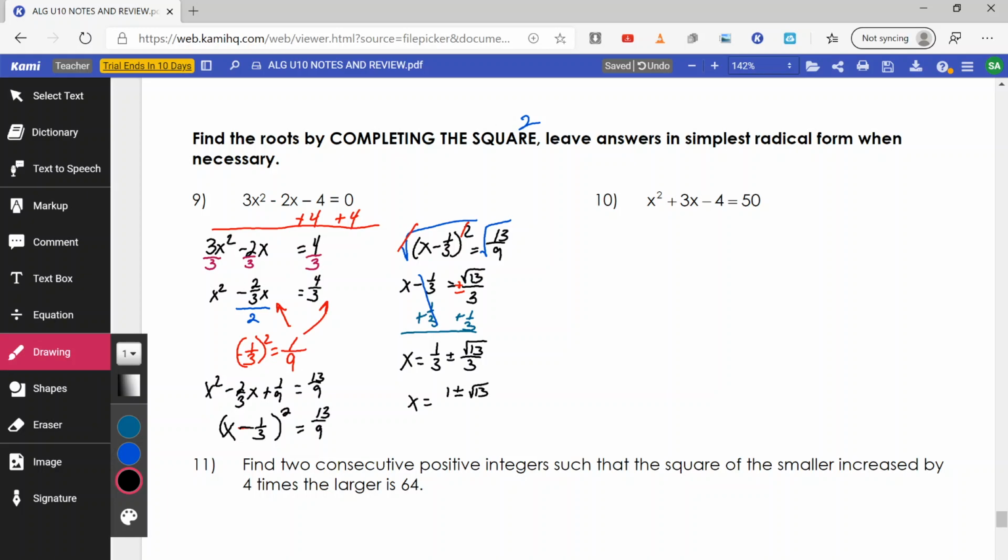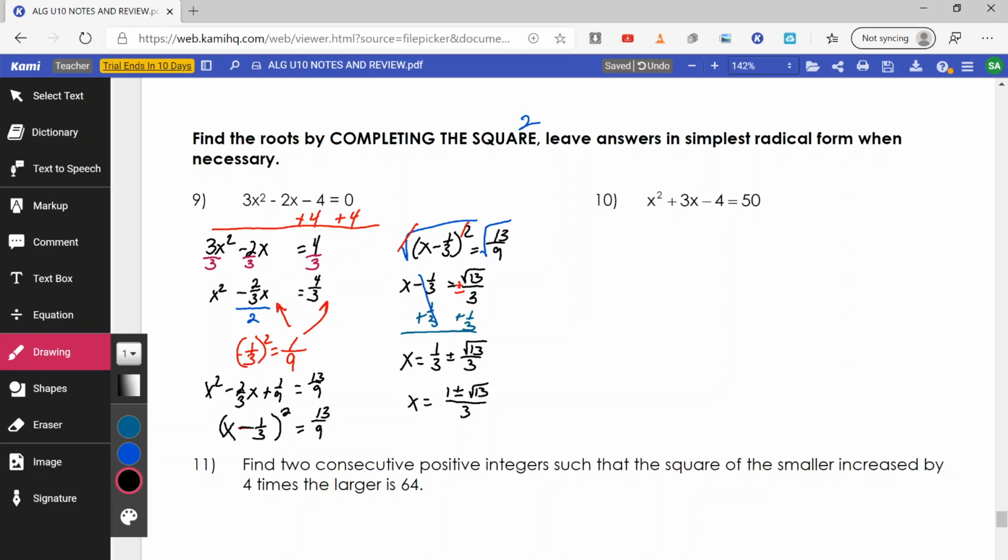And then because the denominator is the same for both, all I have to do is put the 3 back underneath. So 1/3 plus or minus root 13 over 3, or 1 plus and minus root 13 over 3. Either are acceptable forms of our answer using completing the square.